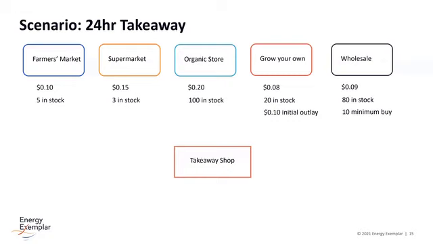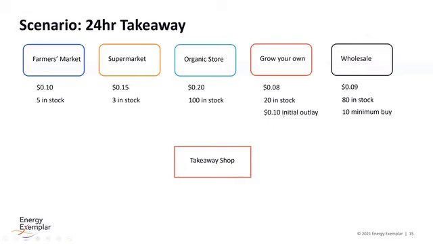In this case, we've added a couple of additions to what we had before. Originally, we had these three: the farmer's market, supermarket, and organic store. Now we've got two more. We've got a grow your own option, and we've got a wholesale option. The prices are just matching what we had before. So this means 8 cents per potato, and this is 9 cents per potato. Our stock limits, again, here we've got 20 and here we've got 80.